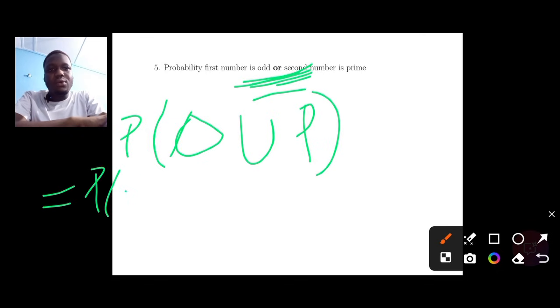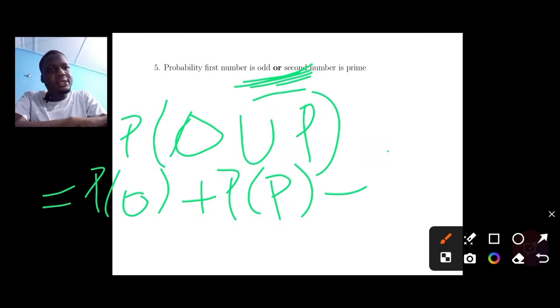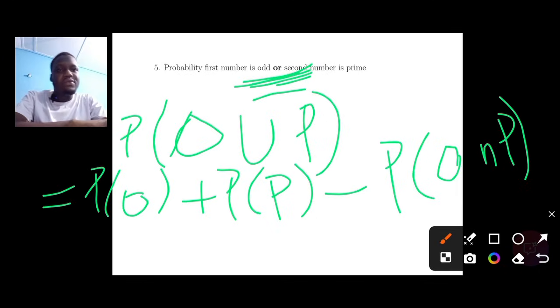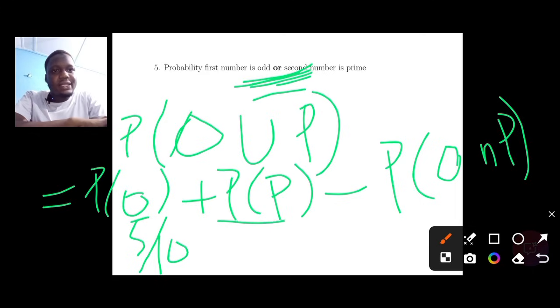Again, we have P(O) plus P(P) minus the intersection. Just as I explained in the previous slide, P(O), the odd number, will give us 5/10, but it shouldn't affect the sample space for this, although it's without replacement. Because of the addition sign, we don't assume that they are done at the same time. So we also have over 10 here, and for the prime numbers, we have 4 of them.